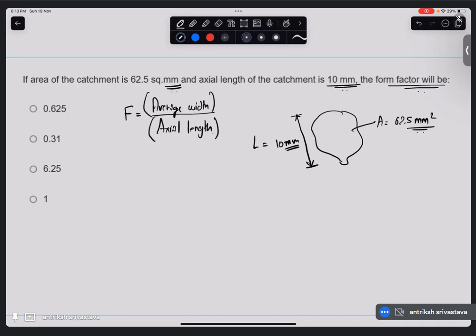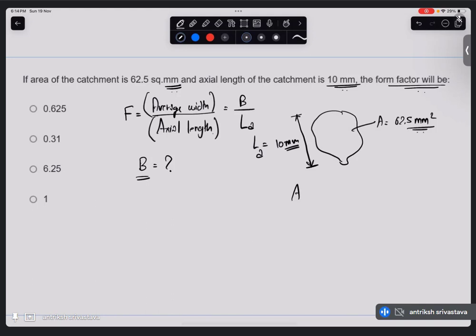All right. But we are not given the average width. So who would like to contribute and tell me the value of average width? Let's denote that by B. Axial length we have as LA. We want average width. How do we calculate that? It's 62.5 divided by 10, sir. Exactly right. So Dharni has given the correct answer.